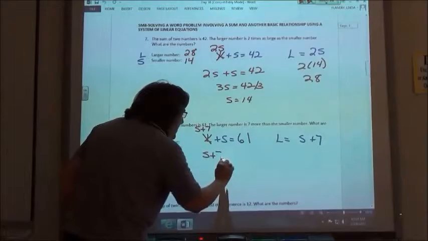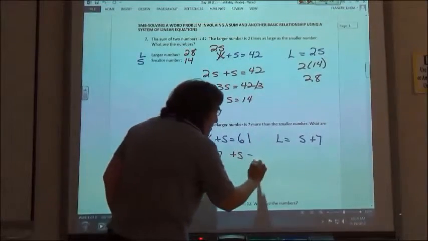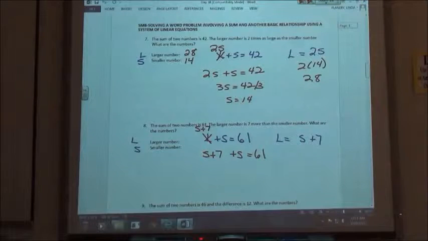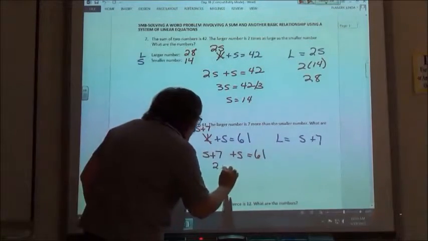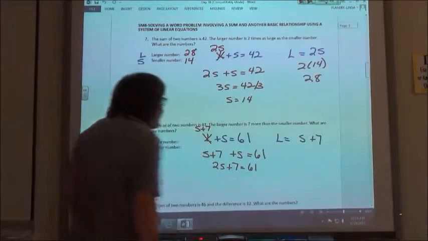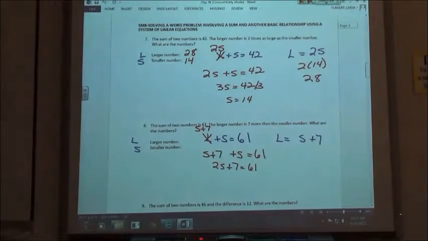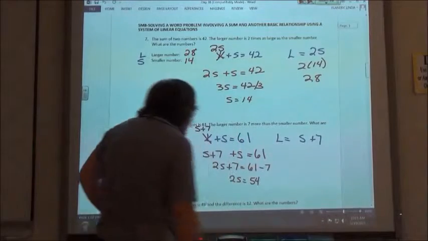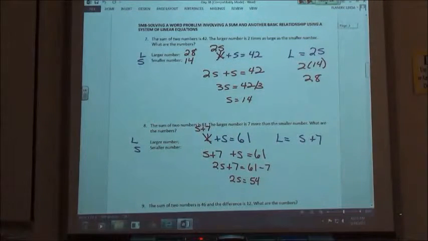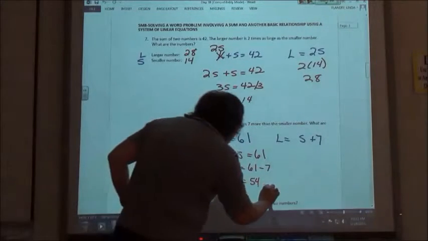So we have S plus 7 plus the S that was already there equals 61. So again, when I solve that, my first step here is I can combine some like terms. I have an S plus another S, so 2S plus 7 equals 61. And then I want to solve that, so I'm going to move my 7 to the other side, so I have to subtract 7. 2S is going to equal 54. And then, of course, my next step, I have to divide by my coefficient of 2. So S is going to equal 27.